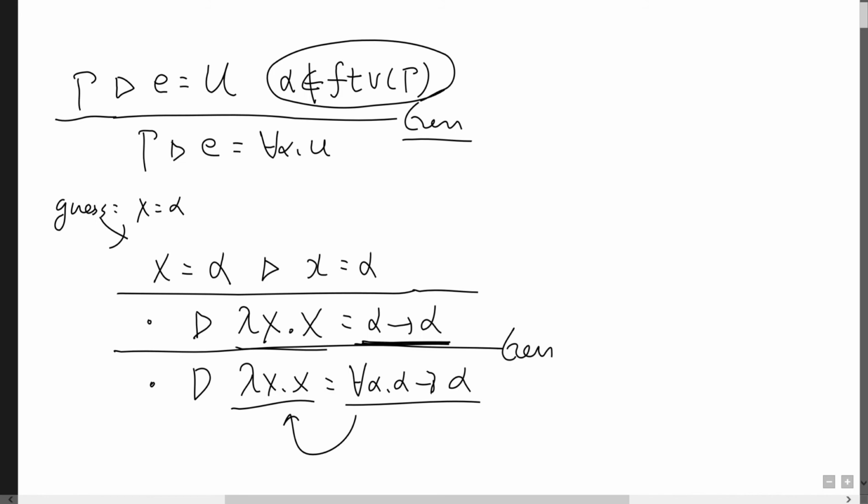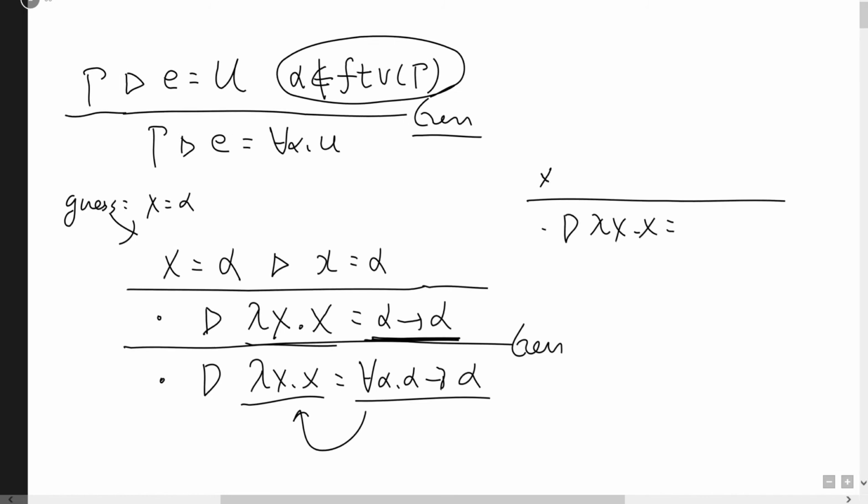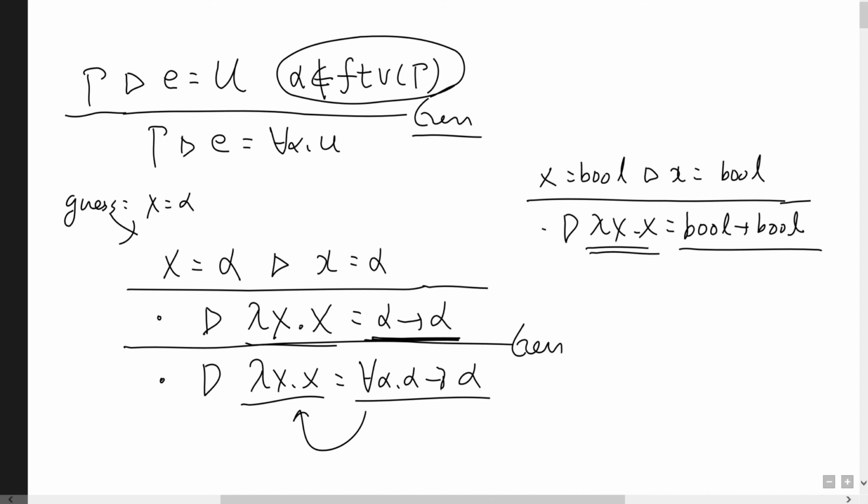And of course, your guess might be wrong. For example, you might choose to assign type bool to this variable x. So this is fine. In that case, we assign bool arrow bool to this lambda abstraction. So if this is the entire program, there's nothing wrong with this assignment.